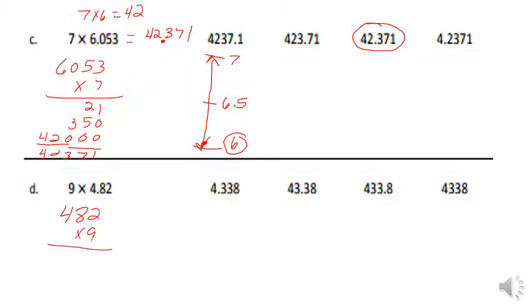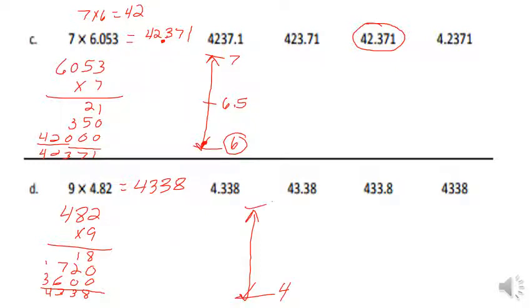On D, we have 482 when we take the decimal out, times 9. And we got 9 times 2 is 18. 9 times 8 is 72 and a 0. 9 times 4 is 36 and 2 zeros. And we add them up. We have 8, 3, 13, carry 1, and 4. So we can see our answer is going to have the digits 4, 3, 3, 8.